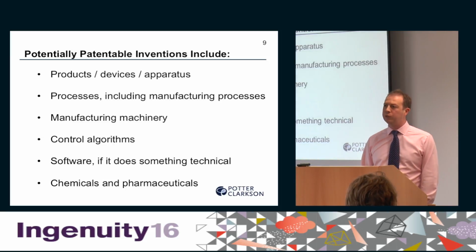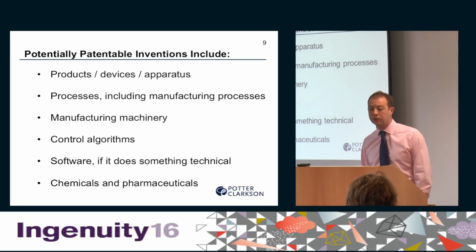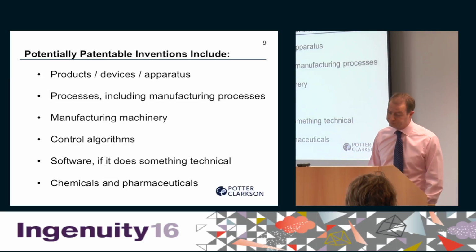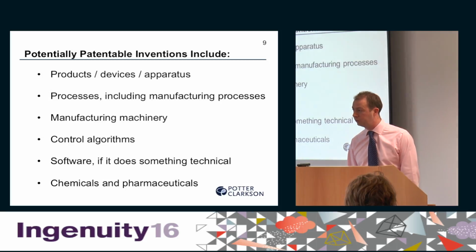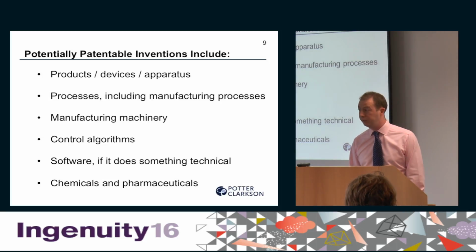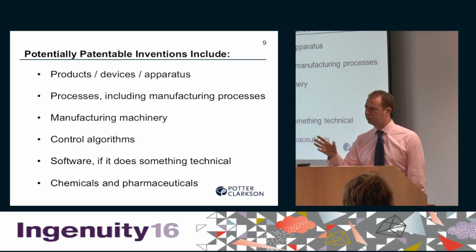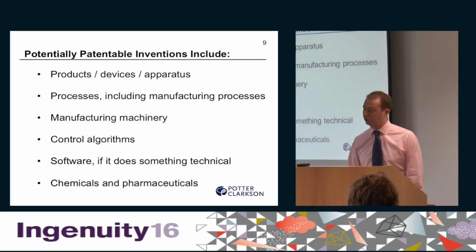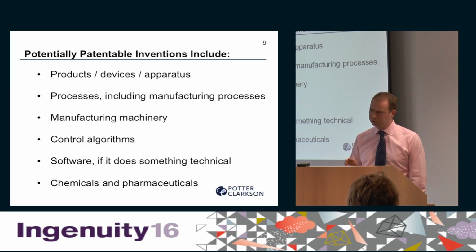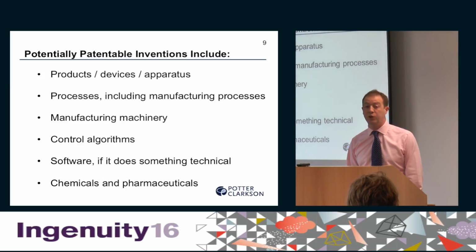And then just to give you a quick idea of things that are potentially patentable inventions, products, devices and apparatus is probably what you would expect, but also processes, including manufacturing processes, can be patentable inventions, as long as they're novel and inventive. And I'll say there are other criteria to getting a patent, but novelty and inventive step are the key ones, or at least usually the first two hurdles to get over.